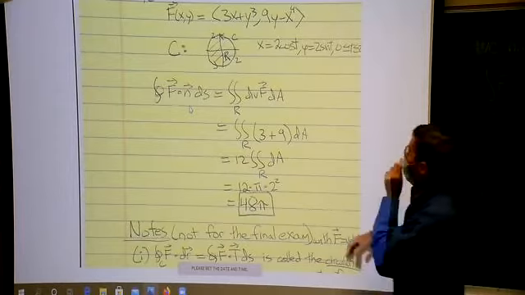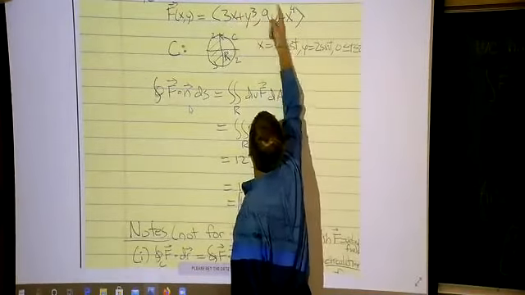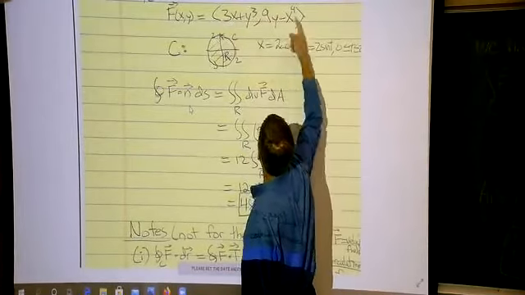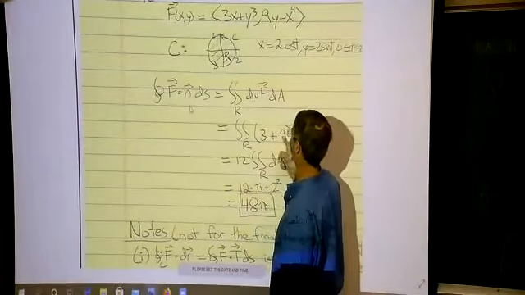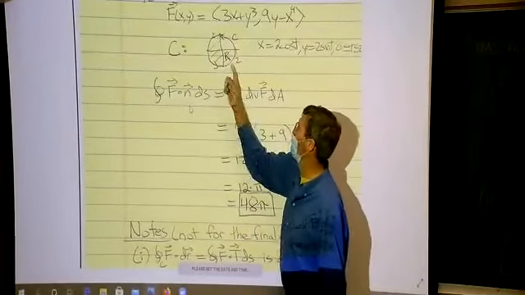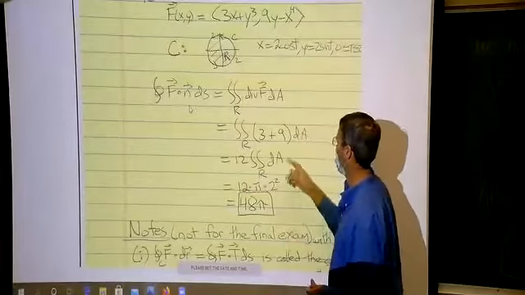Remember, the divergence is just the derivative of this with respect to x plus the derivative of this with respect to y. So the derivative of this with respect to x is just 3. The derivative of this with respect to y is just 9. The divergence turns out to be easy. It's just a constant 12. Everywhere in the interior, the divergence of this vector field is just 12.